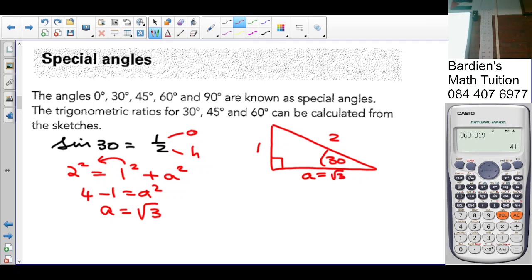And then what is the size of this angle here? 60 degrees. Okay? You all agree with that? So why is there 60? Who can tell me why is there 60? Angles in a triangle add up to 180. So 180 minus 90 minus 30 is 60. You understand?